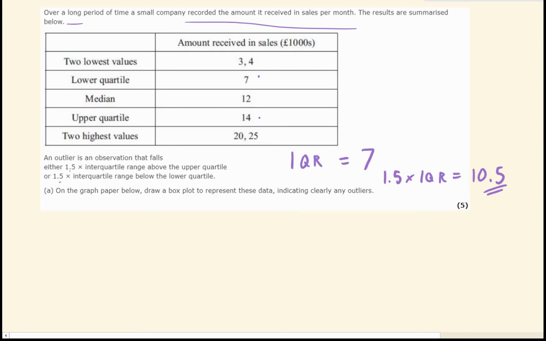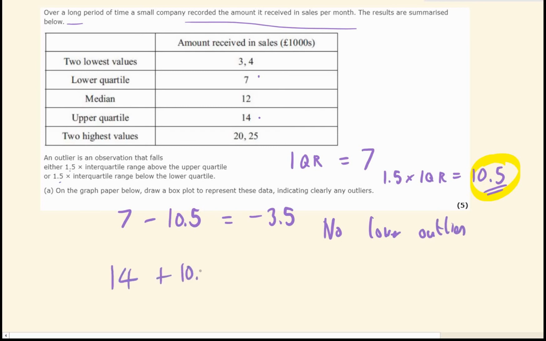So let's see if any of these are outliers. I do the lower quartile minus this 10.5 value, so that's going to be my key value here. That gives me minus 3.5, so there are no lower outliers. And we do the exact same thing with the upper quartile. We would do 14 plus 10.5, which gives me 24.5, so we have one outlier. We have 25 as an upper outlier.